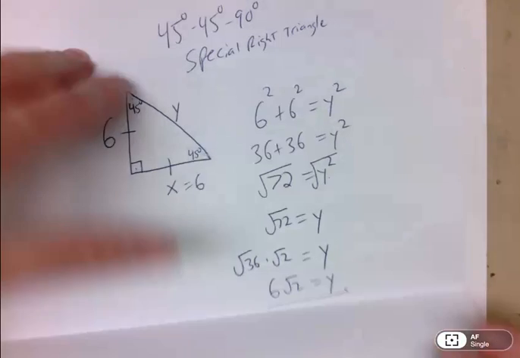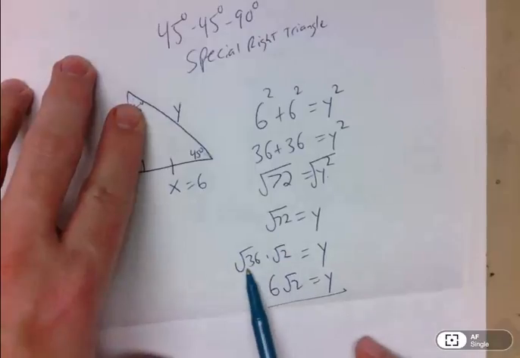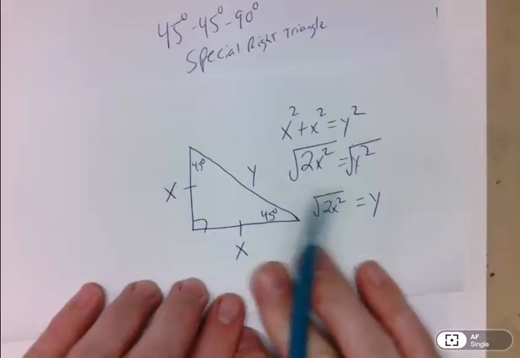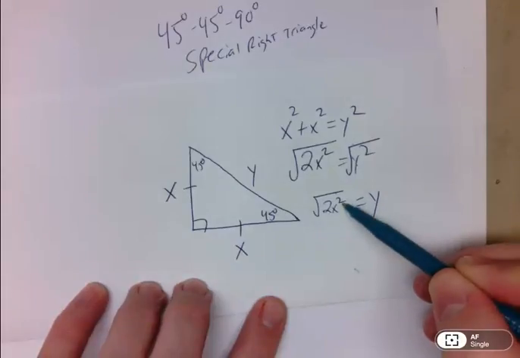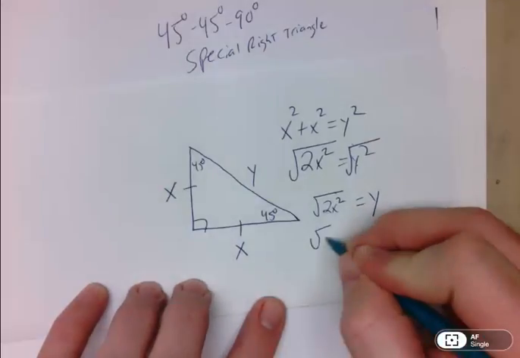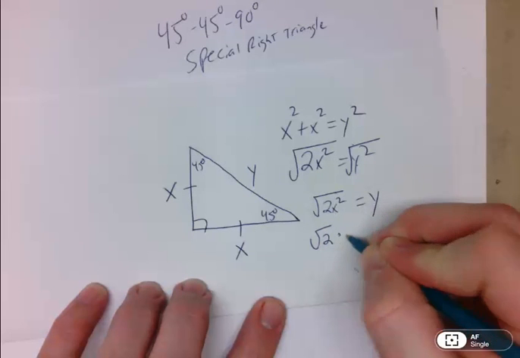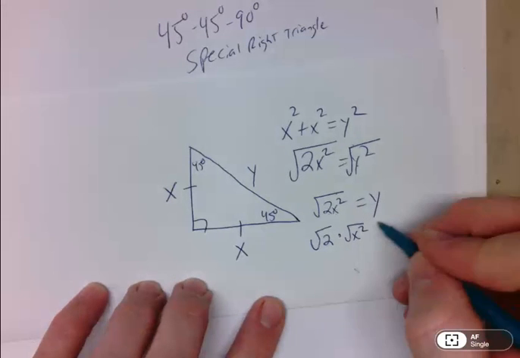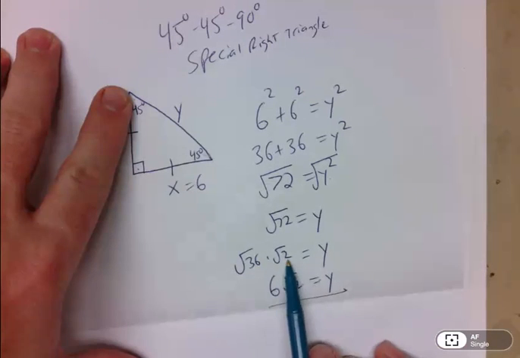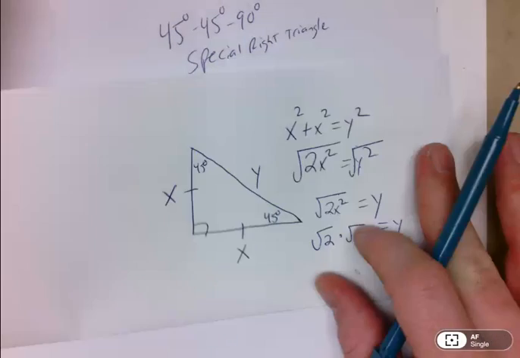Remember how we broke this down to square root of 36 times square root of 2? Well, I don't have 36, but you know what I do have? I have the square root of x squared and the square root of 2. So I'm going to break these two pieces apart. Square root of 2 times the square root of x squared equals y. Same thing I did here. I know I put the square root of 2 second here, but it doesn't really matter. It's the same pieces of the puzzle.